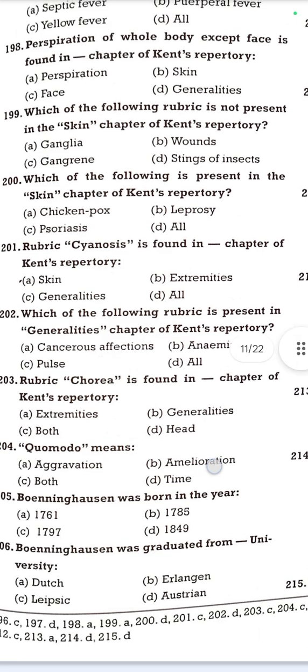Rubric chorea is found in which chapter of Kent repertory? Extremities and generalities both.